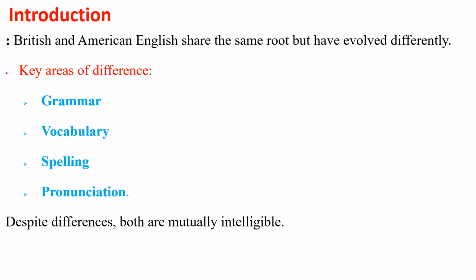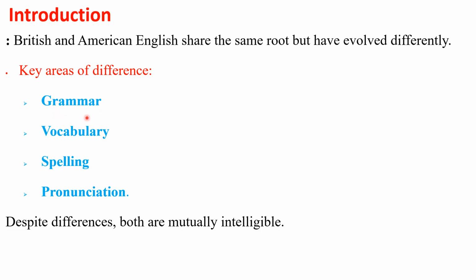So let's see why British English is different to American English. British and American English share the same root but have evolved differently. They differ due to geographical and temporal separation. The key areas of difference are grammar, vocabulary, spelling, and pronunciation.